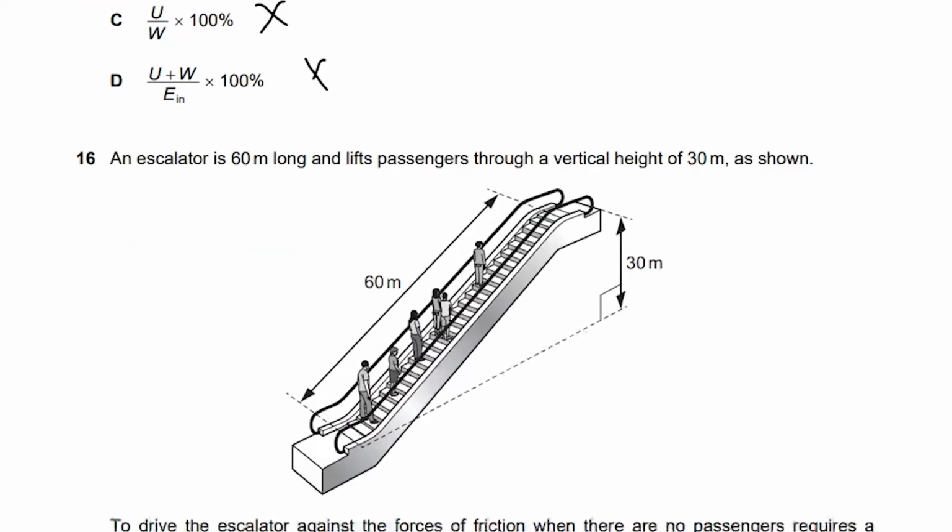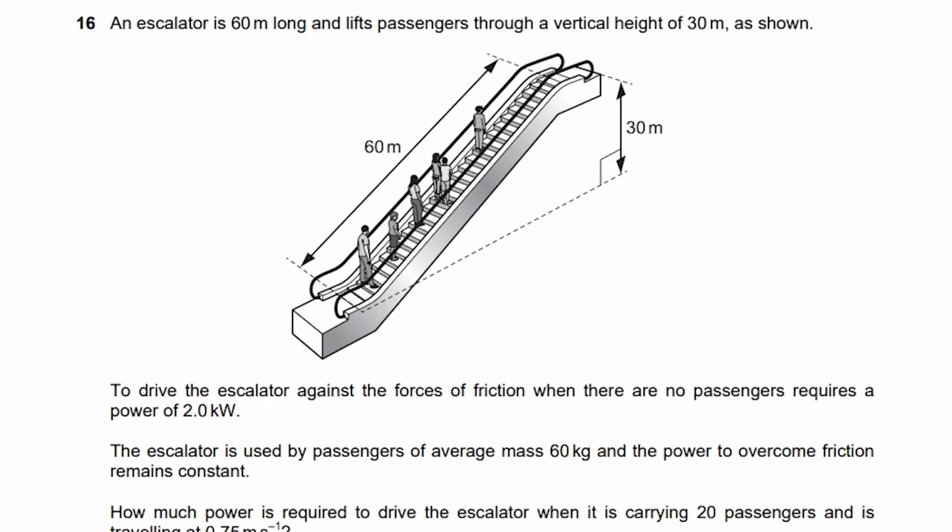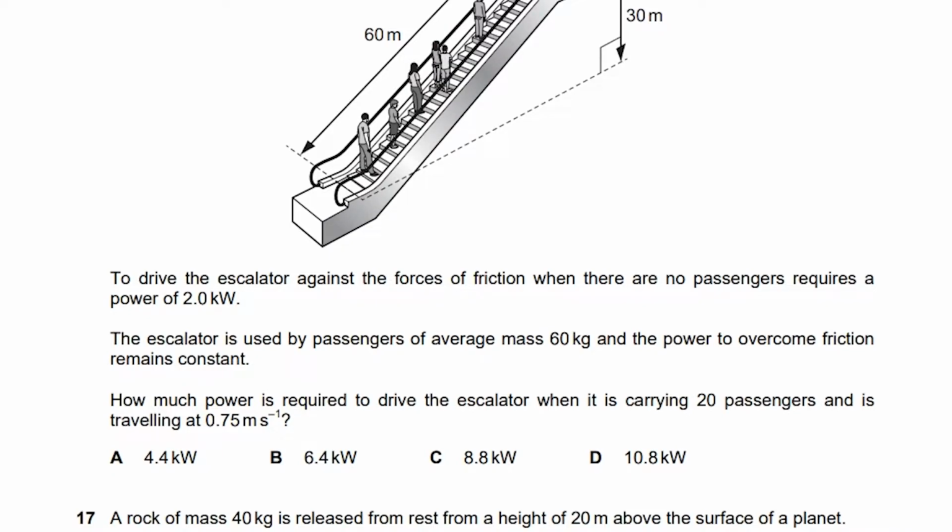Question number 16. An escalator is 60 meter long and lifts passengers through a vertical height of 30 meter as shown. To drive the escalator against the forces of friction when there are no passengers requires a power of 2 kilowatt. The escalator is used by passengers of average mass 60 kg and the power to overcome friction remains constant. How much power is required to drive the escalator when it is carrying 20 passengers and is traveling at 0.75 meter per second?